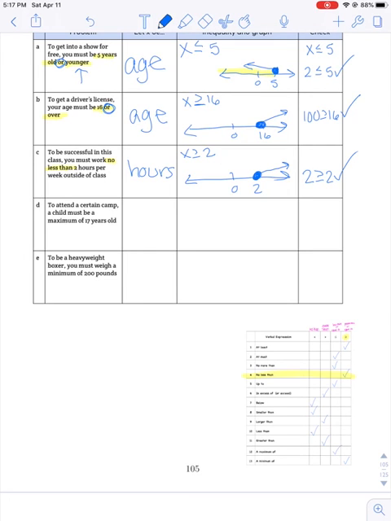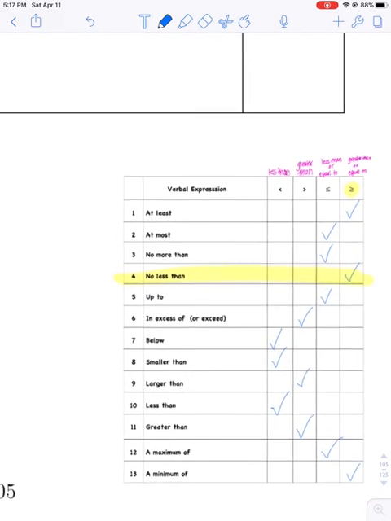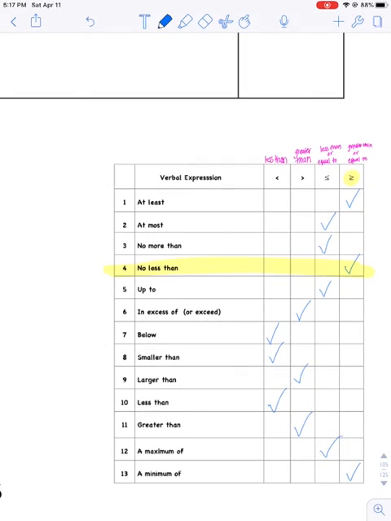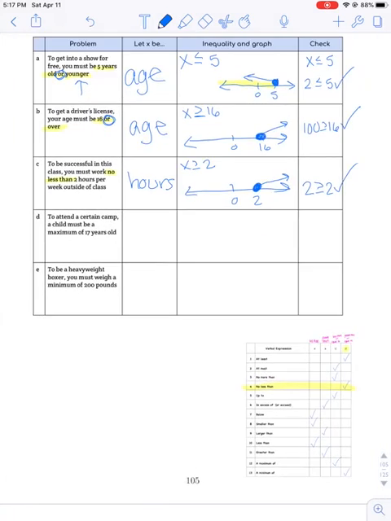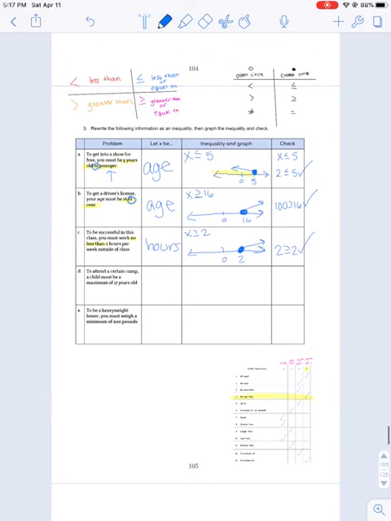Go ahead and finish up with D and E. I'm going to have you guys try those on your own. I'm not going to share the answers. Use the chart down here. It's going to be really, really helpful for figuring out what your symbol should look like. So you have a lot of different clues to do. Please finish.